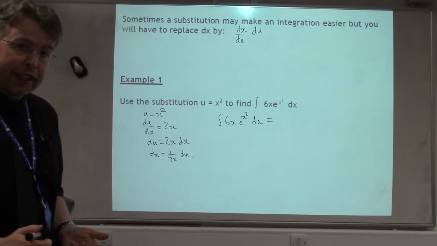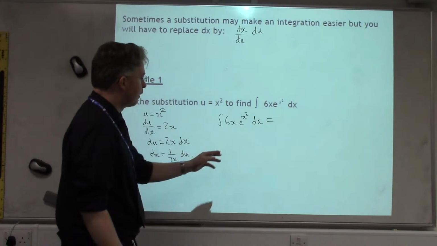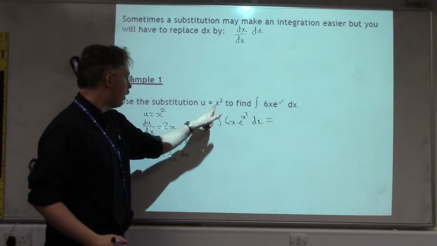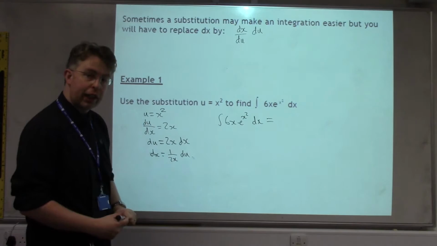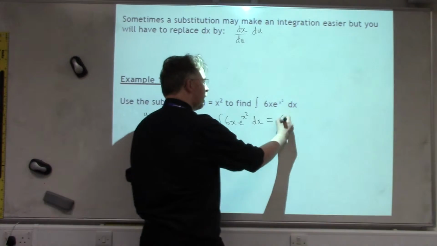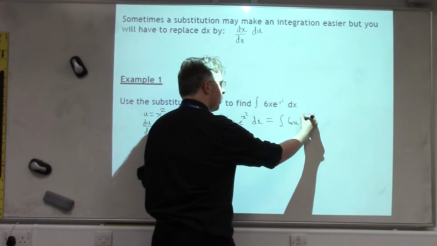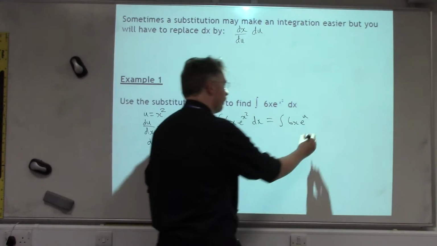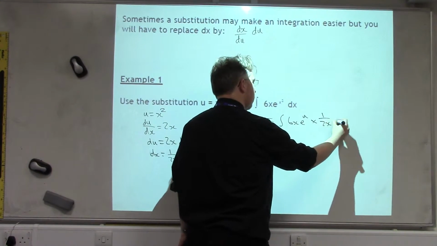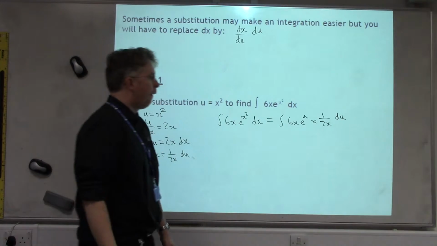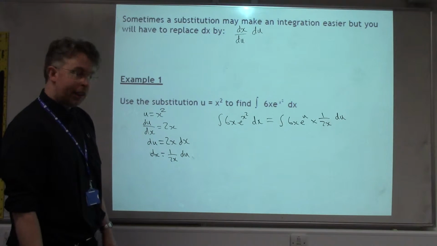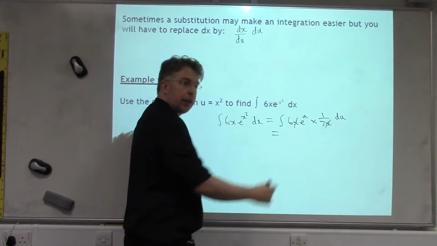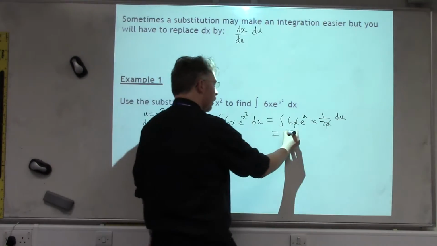So integrating. Well, before we do so, we need to do the substitution. So u is x squared, so wherever x squared is, I replace it with u. So it's the integral of 6x e to the u, and dx I replace with 1 over 2x du. Now in this case, we get a bit of cancellation. The x's cancel, and 6 times a half is equal to 3.